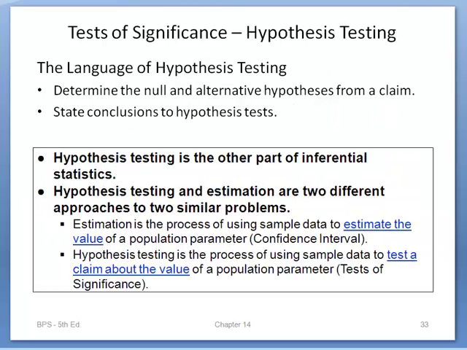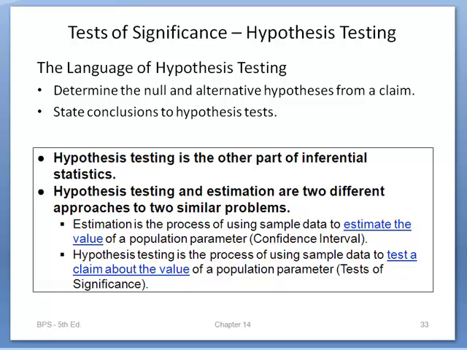Now it's time to begin hypothesis testing, tests of significance. We need to determine the null and alternative hypothesis for a claim. And then we need to understand what we mean by the null and alternative hypothesis. Once we do that, then we state conclusions to the particular hypothesis test that we do. Now, hypothesis testing is part of inferential statistics.